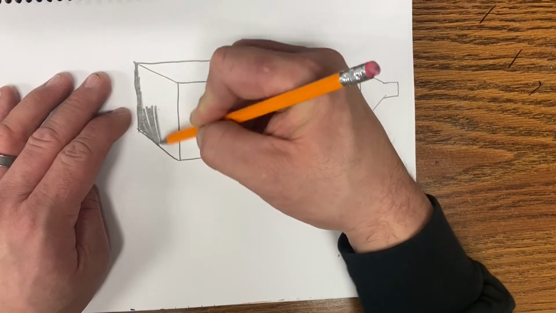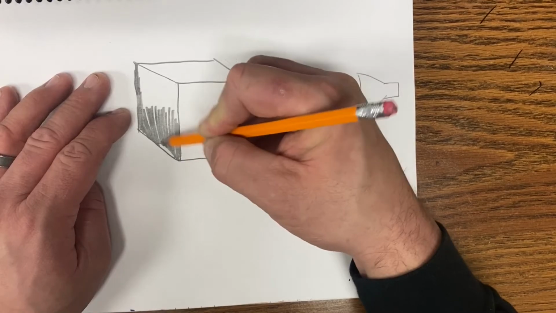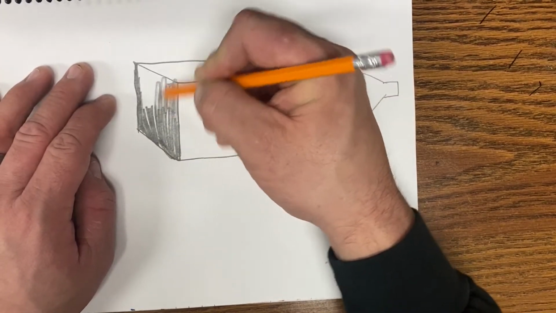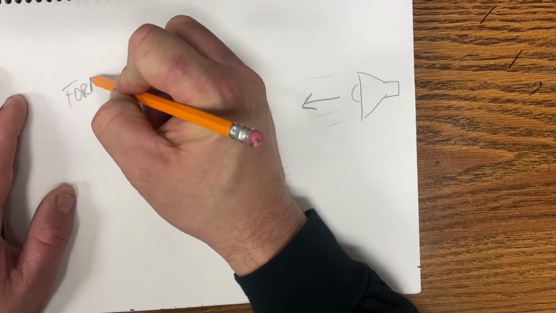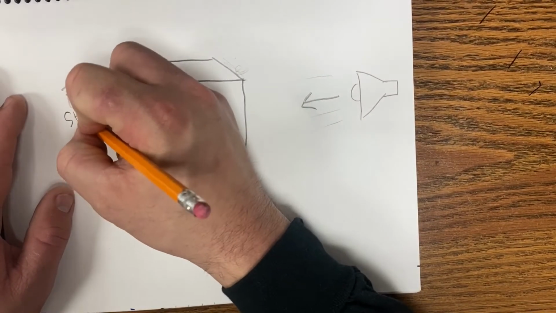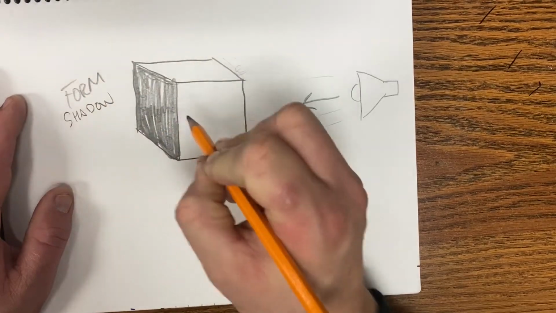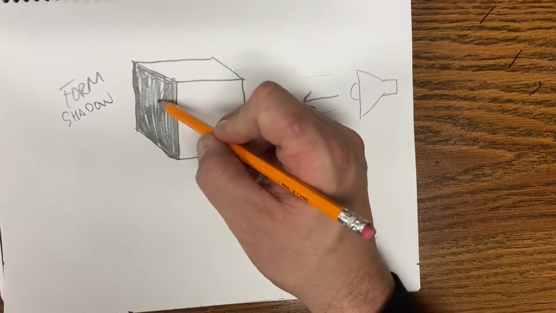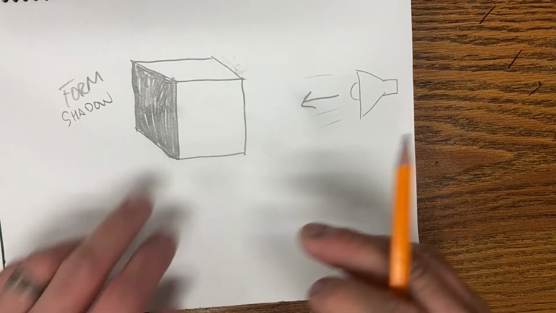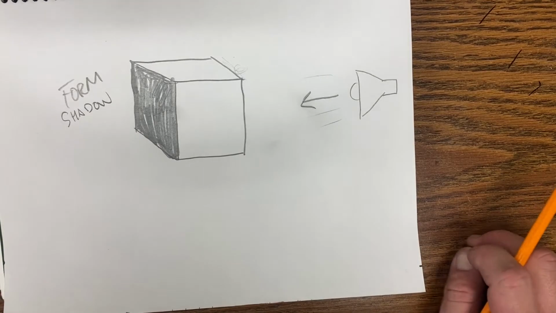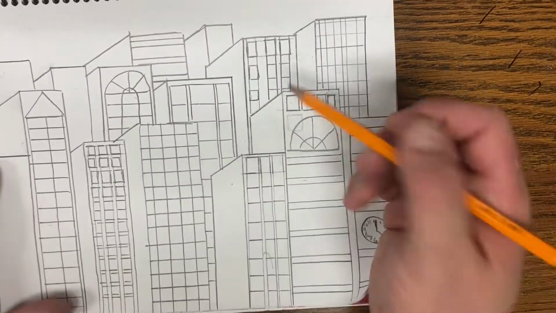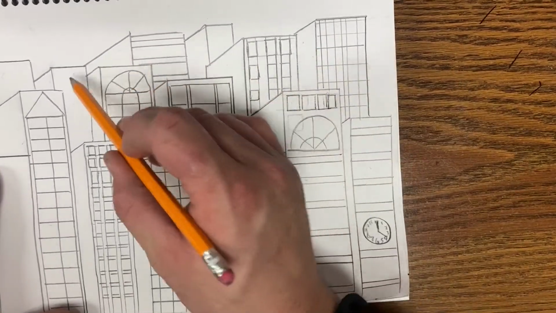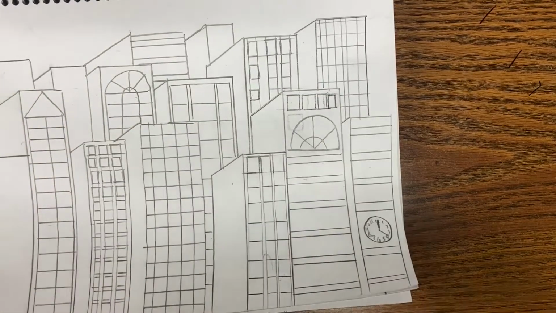But it's not just any kind of shadow. It is called a form shadow. Form shadow means the shadow is on the form. Those are going to be the kind of shadows that we deal with today when we go into our buildings. So I'm going to go into the buildings and look for all my diagonal sides, and I'm going to add shadows to them.